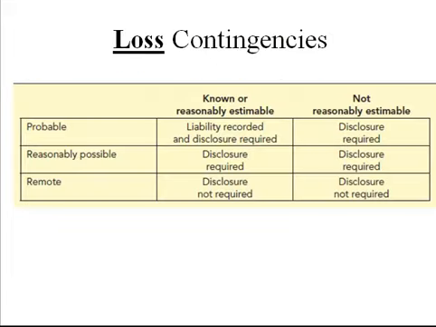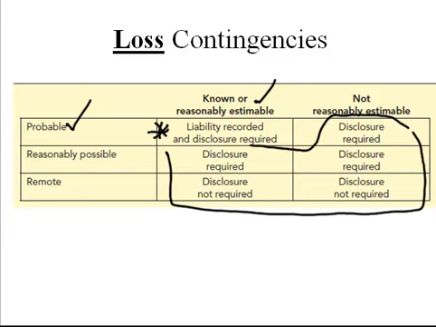Here is a matrix that describes the various possibilities. Notice that only in this case do we record a liability on the balance sheet. Both probable likelihood of loss and ability to estimate must hold. In all other cases, we simply describe the potential for loss in a footnote to the financial statements.